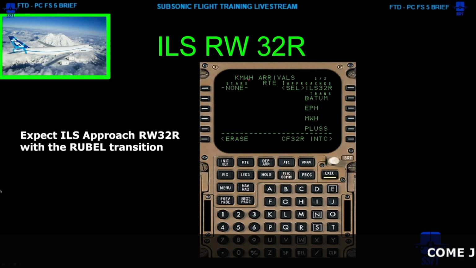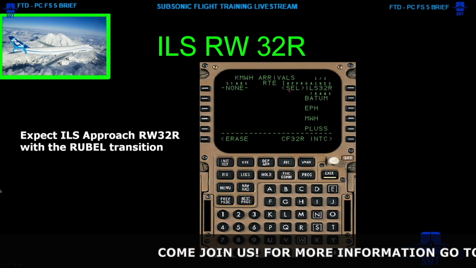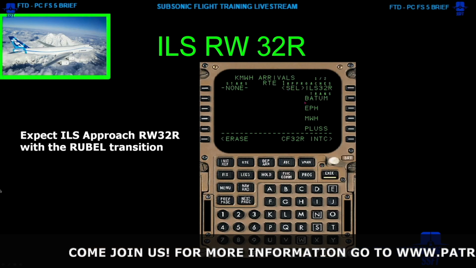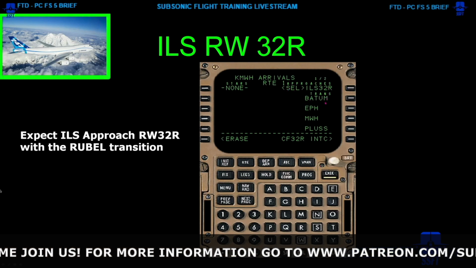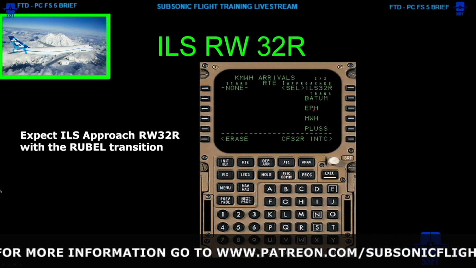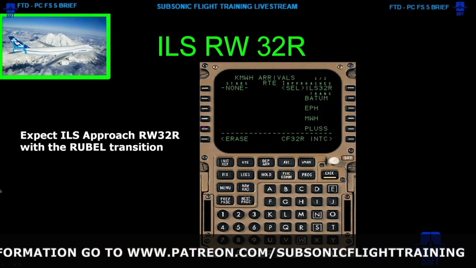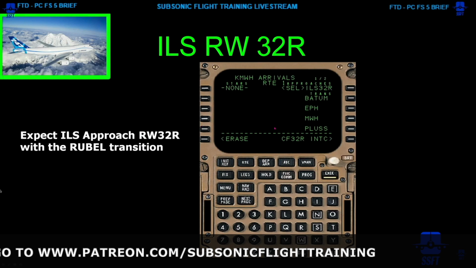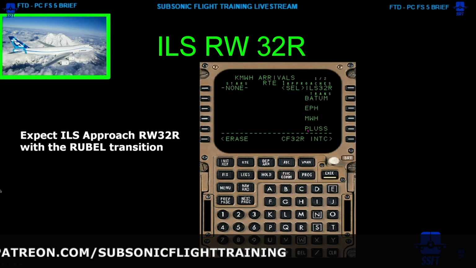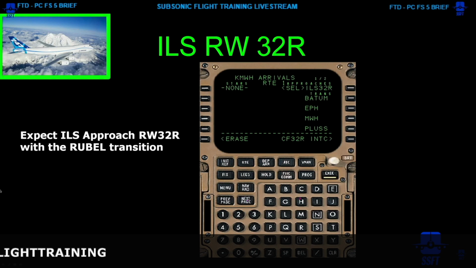So we have the Moses Lake arrival page, ILS 32 right, we select that. It says selected. It's not active yet because you haven't executed it. And then we want the transitions. In this case, we do want a transition. He said expect the 3-2 right approach with a Ruble transition. These are in alphabetical order, so you can see this is page 1. We go to page 2, go to next page.